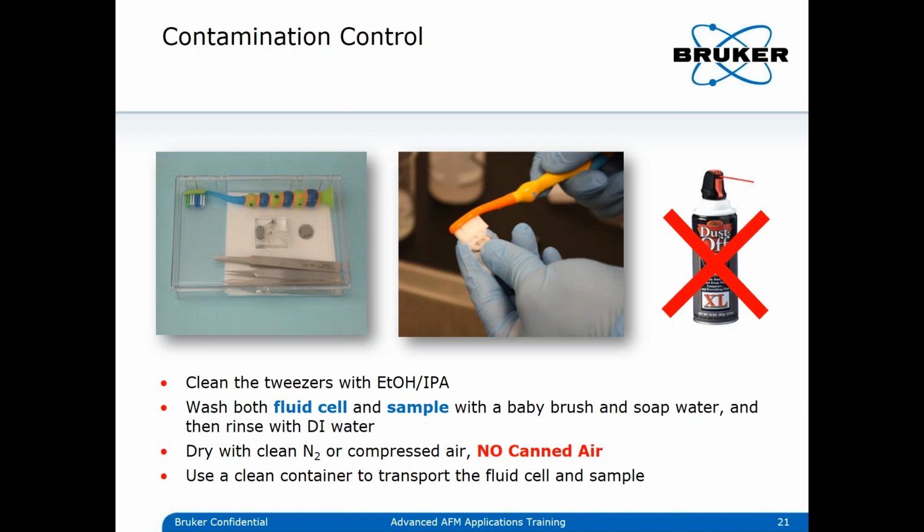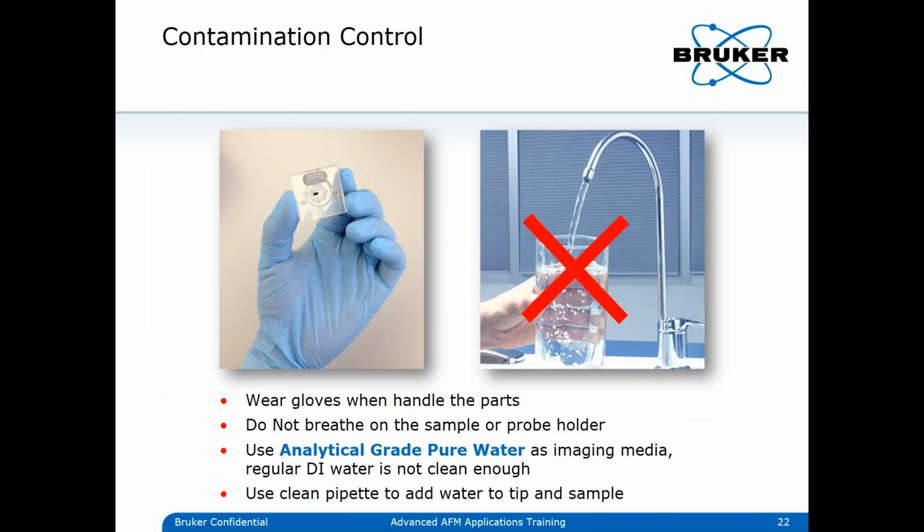And if you transport your cell around from the area where you did the cleaning, you should put it in a container so that it's not collecting dust while you're carrying it around. Again, you should wear gloves when you handle it. Okay, there's one thing: you shouldn't breathe on the sample or the probe holders. So if you think there's some dust on there, use the dry nitrogen or the compressed air, but not your breathing.